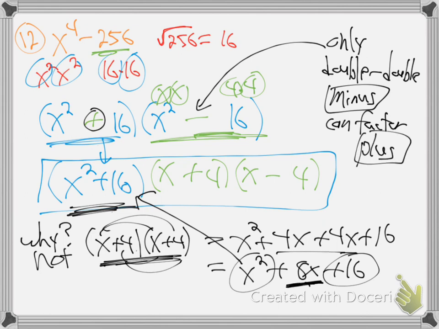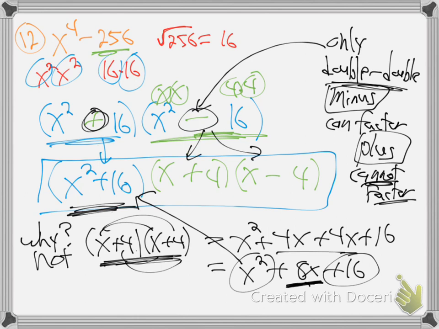So a double plus cannot factor. You just leave it. You're done. It's okay. It's good. You're just done right there. Only the double minus can factor. Really important that you realize that. So only this minus breaks into those two. The plus just comes straight down and stays as it is. Double plus cannot break down, whereas double minus breaks down perfectly.